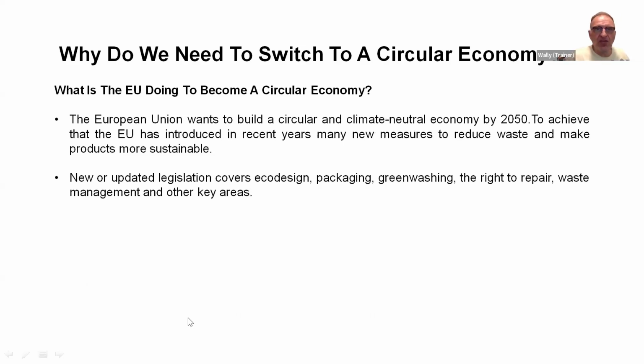What is the EU doing to become a better circular economy? The EU, the European Union, wants to build a circular and climate neutral economy by 2050. To achieve that, the EU has introduced in recent years many new measures and taxes to reduce waste and make products more sustainable. New or updated legislation or laws protecting eco-design, packaging, greenwashing, the right to repair, waste management and other key areas are now all major issues and major topics in the European Union. And the European Union is now very keen on introducing laws to make sure that all of this happens by 2050.